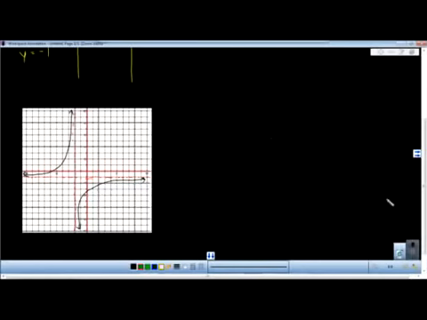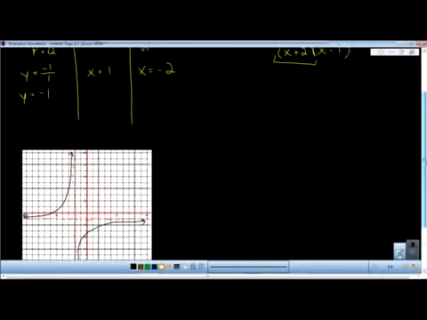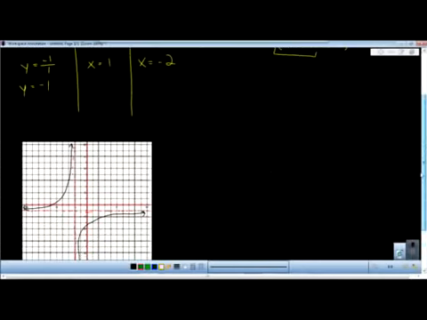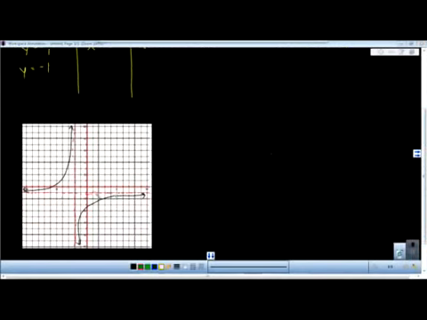And I forgot one thing. If you go back up to our information up here, we know there's a hole at x equals 1. So if I go to where x is equal to 1, which is right here, I'm going to just erase it a little bit. And I'm going to put a hole in my graph and continue out both sides of that particular point. So this is what my graph looks like. Asymptote at x equals negative 2, asymptote at y equals negative 1, hole in the graph at x equals positive 1.